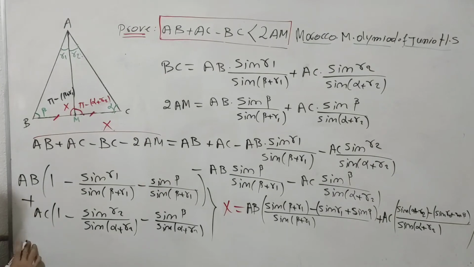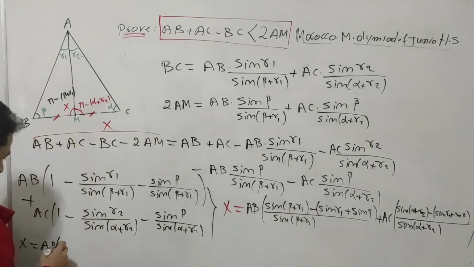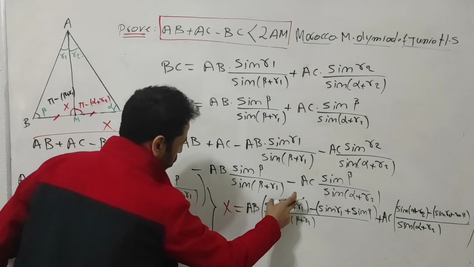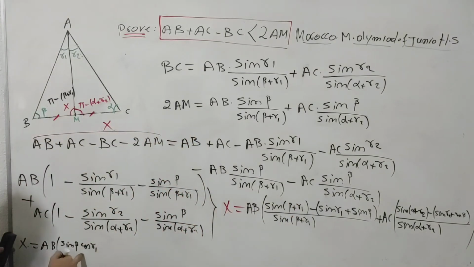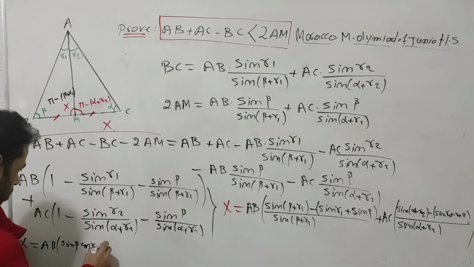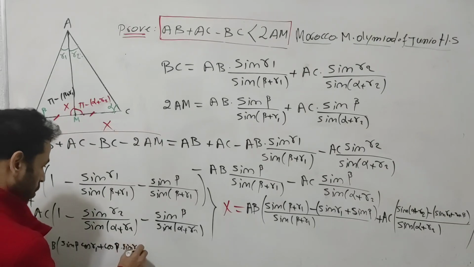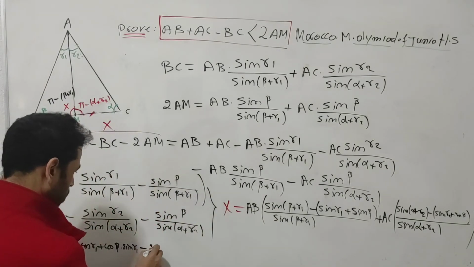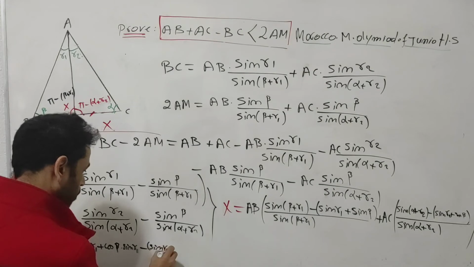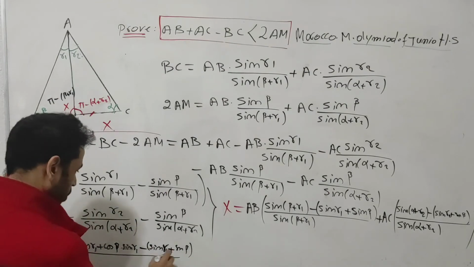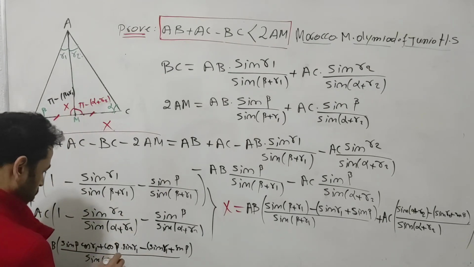Now, so we'll have X equal the distance AB multiplied by this one, which is sine beta multiplied by cosine gamma 1, by applying the trigonometry formula here. I will have sine beta multiplied by cosine gamma 1 plus cosine beta multiplied by sine gamma 1. Okay? Minus sine gamma 1 plus sine beta. The whole thing divided by sine of beta plus gamma 1.